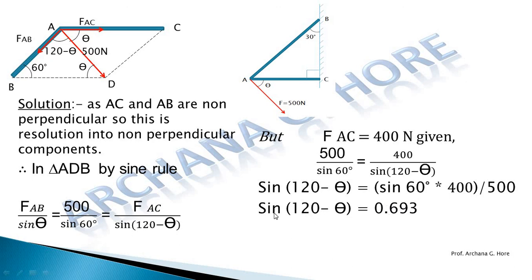Now take the sine inverse of this quantity on both sides. So the sine gets cancelled, and from the sine inverse of this quantity, you will get 43.87 degree. Now theta is equal to 120 minus 43.87, so you will get theta as 76.13. So this is the answer of this question.